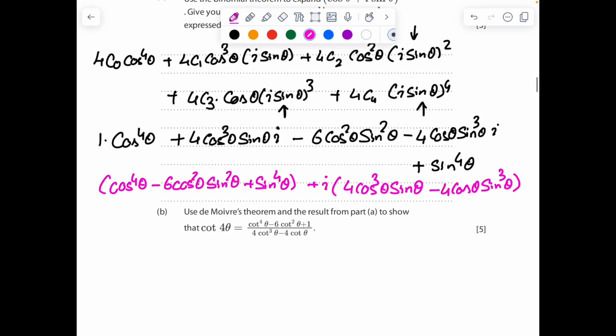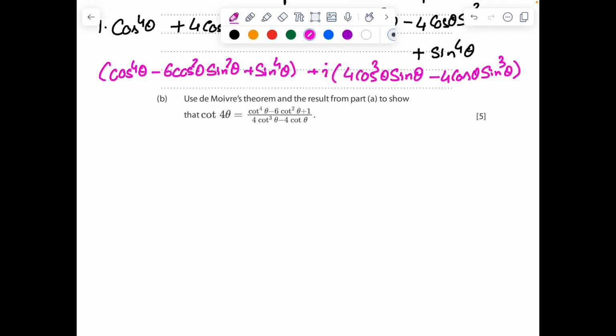Use De Moivre's theorem to show that cot 4 theta. So basically from De Moivre's theorem, when n equals 4, cos theta plus i sin theta, the whole to the power of 4, becomes cos 4 theta plus i sin 4 theta.